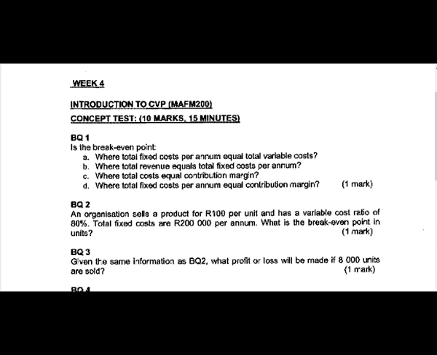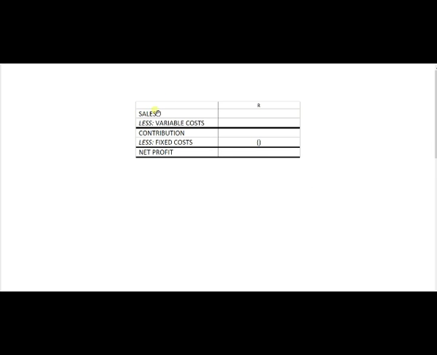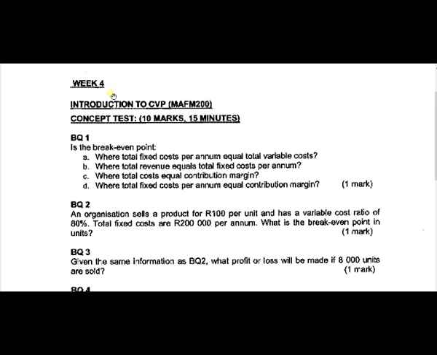Let's look at the variable costing statement very quickly. We have the sales, less variable cost, we get contribution, and less fixed cost, we get the net profit. This is just a simplified variable costing statement. At the break-even point, the profit must be 0. So in order for the profit to be 0, the contribution must equal the fixed cost, so they cancel each other and the answer will be 0. For example, if the contribution is 10,000, the fixed cost must be 10,000 in order for it to be 0. So that's the break-even point. The answer for BQ1 is D.